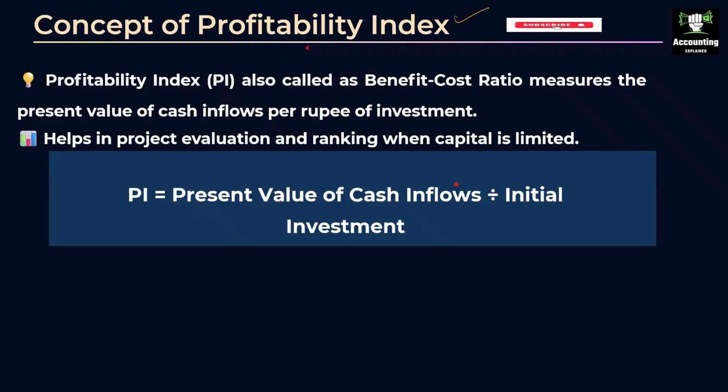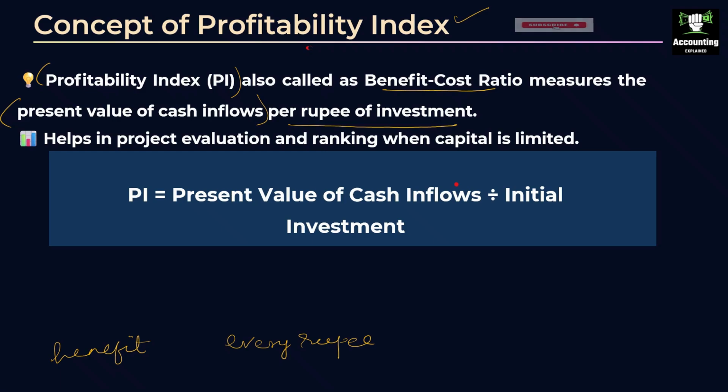What is profitability index? Profitability index, also called benefit cost ratio, measures the present value of cash inflows per rupee of investment. In simple terms, PI tells us how much benefit a company earns for every rupee invested. Students, remember the other name for PI is benefit cost ratio.